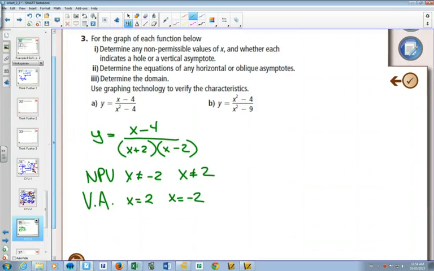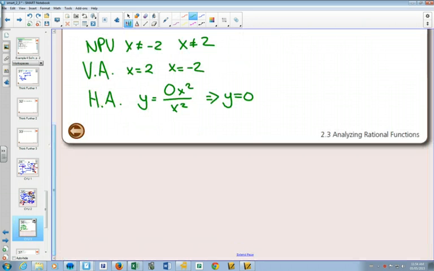To figure out our horizontal asymptote, we look at the highest power. Highest power here is x squared. We have 1x squared on the bottom and 0x squareds on the top, which simplifies to 0, so we do have a horizontal asymptote. If we have a horizontal asymptote, we're not going to have an oblique asymptote. So we don't even have to check for our oblique asymptote. And now we can go and set up our graph.